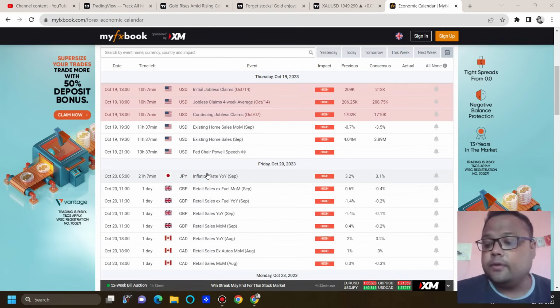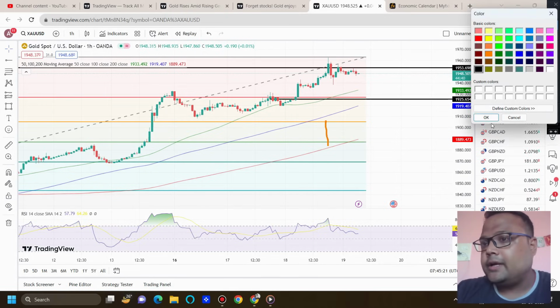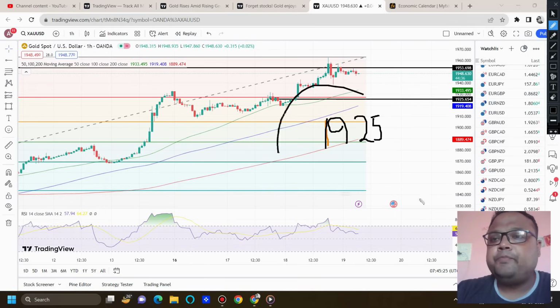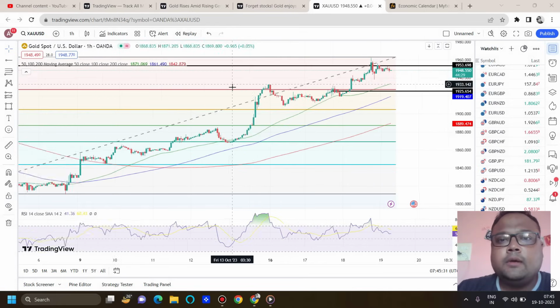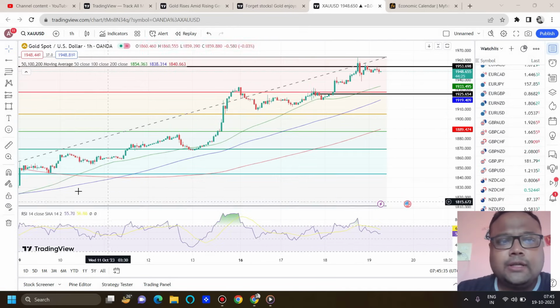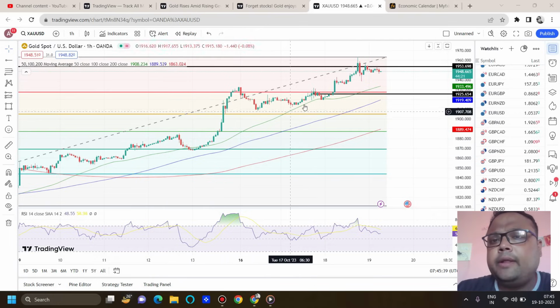So be careful. First of all, we have a trading opportunity around 1925. You can see 1925, we have the first trading opportunity where you can look for a buy position. Why? Because overall the chart is in an uptrend, there is no doubt about it. You can see the 50 moving average beautifully playing the role of dynamic support here.